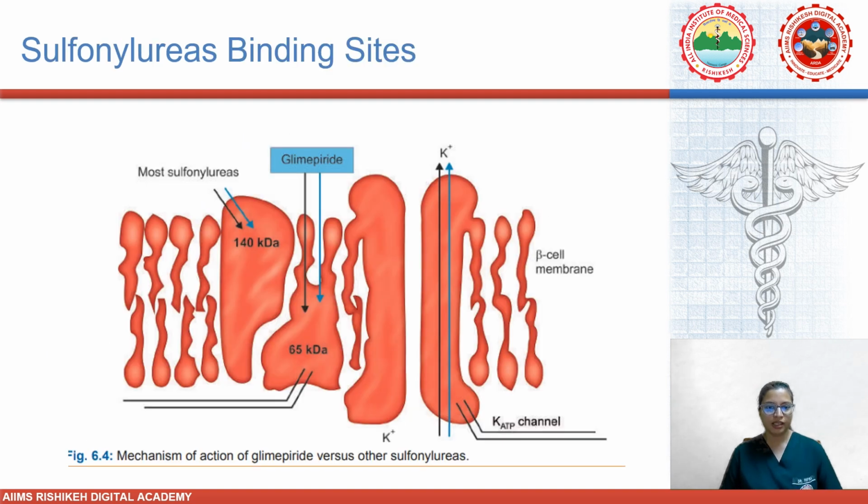So in this image, we can see that there are two types of receptors. One is 140 kilodalton and the other is 65 kilodalton. So glimepiride mainly binds with the 65 kilodalton receptor and the other sulfonylureas bind with the 140 kilodalton receptor.